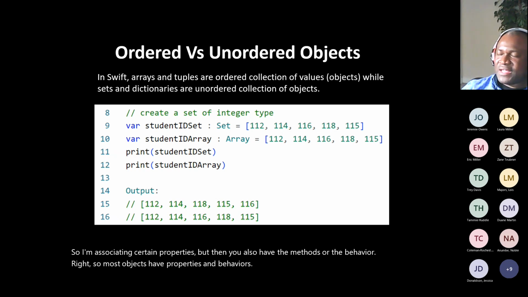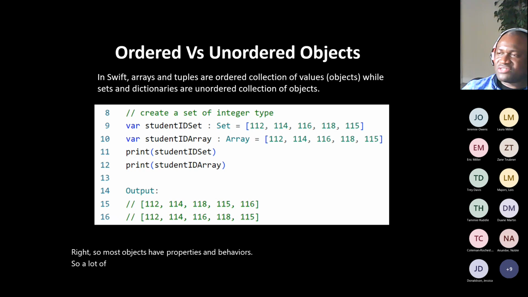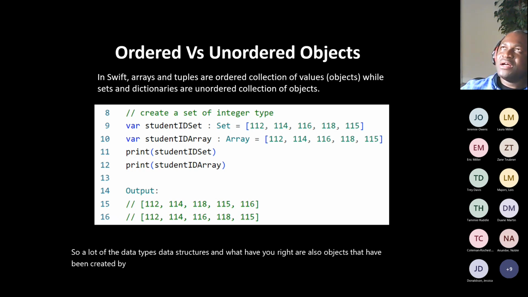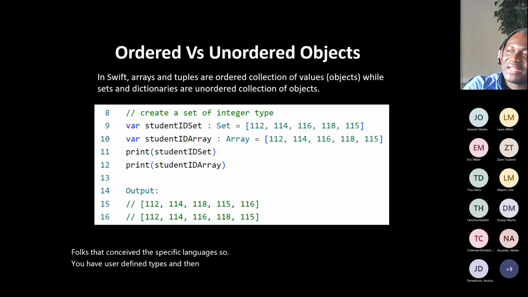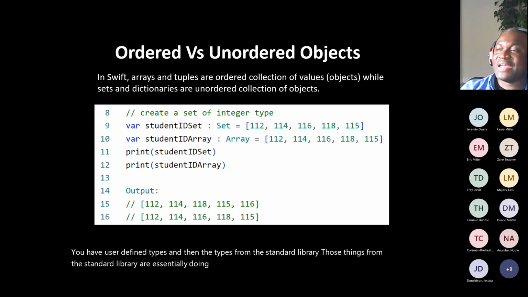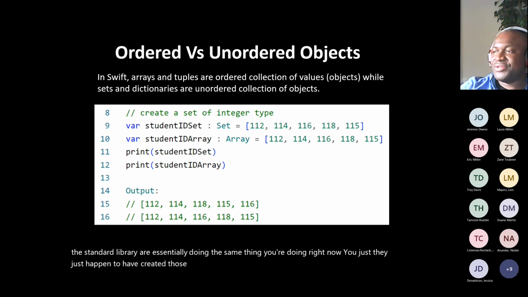So a lot of the data types, data structures, and what have you, are also objects that have been created by the original folks that conceived the specific languages. So you have user-defined types, and then the types from the standard library. Those things from the standard library are essentially doing the same thing you're doing right now. They just happen to have created those things and stored them, so each of those things are literally like objects of their own.